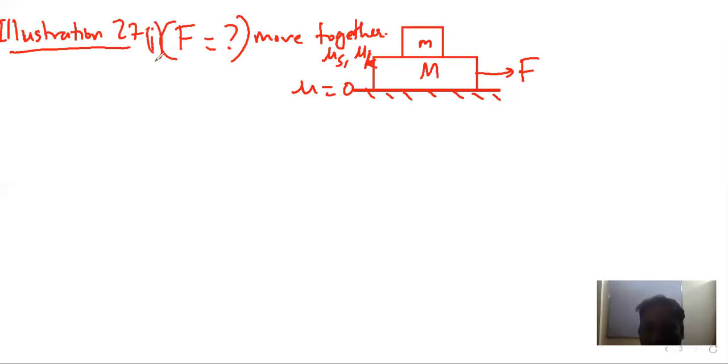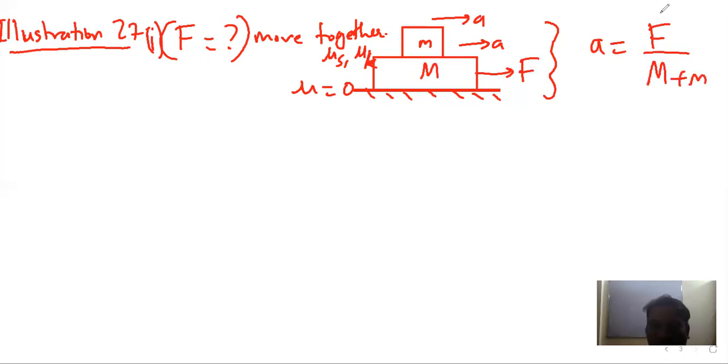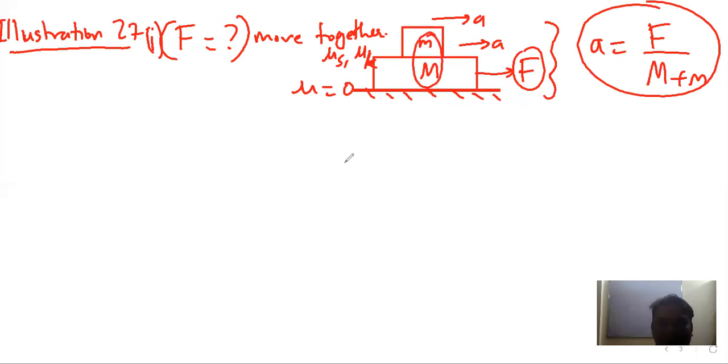Second question, we have to find the acceleration of blocks if capital F is greater than part A of the question. So we'll first solve part A. Let us assume both blocks move together. So in that case, if they move together, that means they have the same acceleration. So acceleration of this block is small a, acceleration of this block is also small a. So acceleration will be total force on the system, which is capital F, upon total mass, which is capital M plus small m.